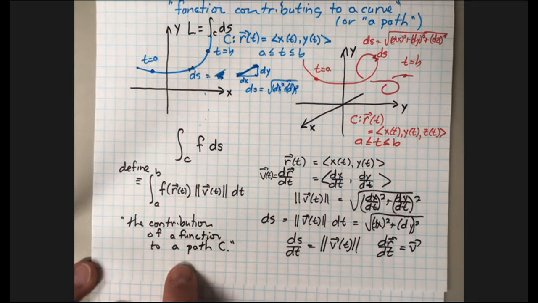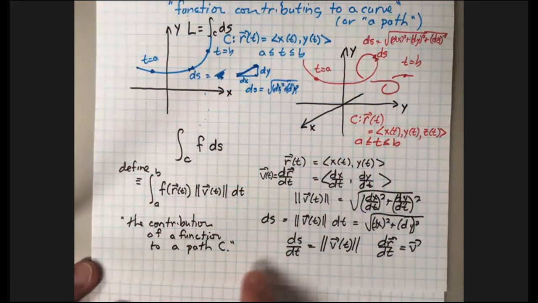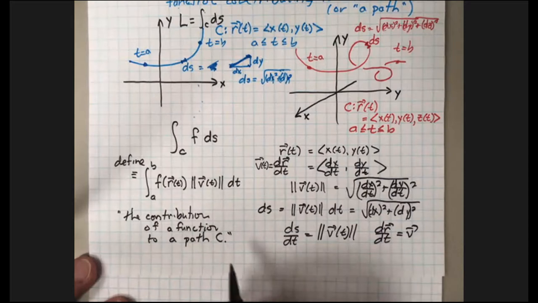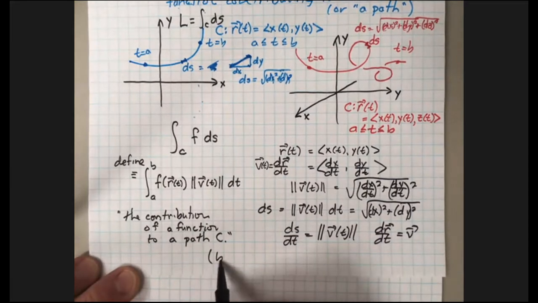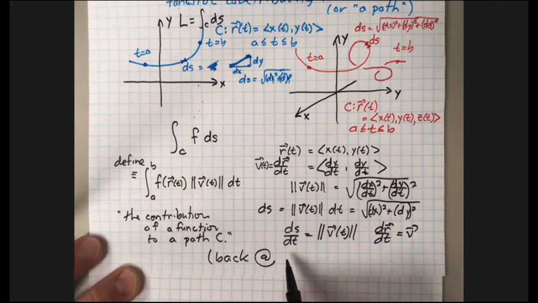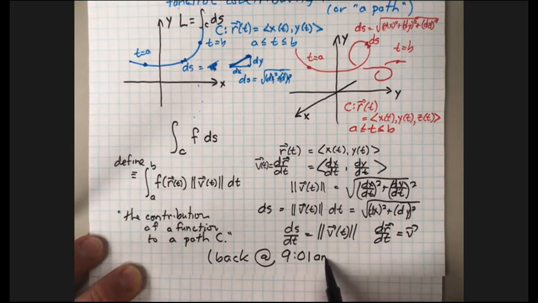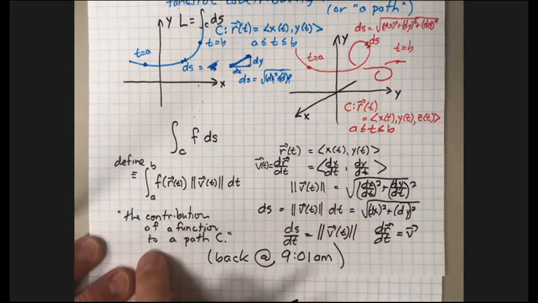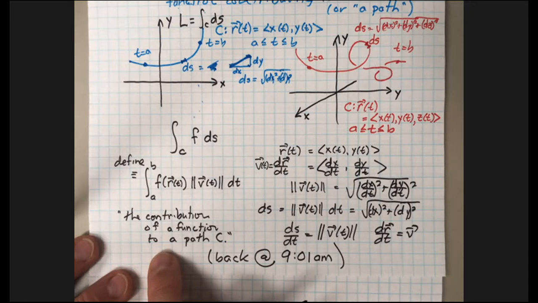Now, as it happens, this might be a natural place to take a break before I actually do the first example and pull out a Mathematica notebook. So let me say, let's come back at, checking the time here, 9:01. And then I'll do a physical example of a contribution of a function to a path, and I will give you a visual interpretation of what that could represent.